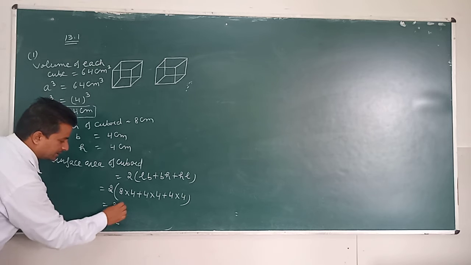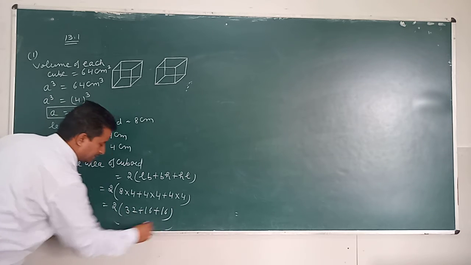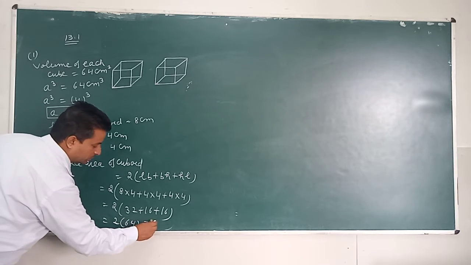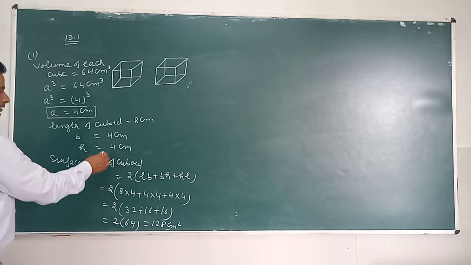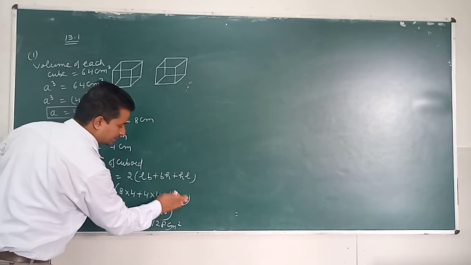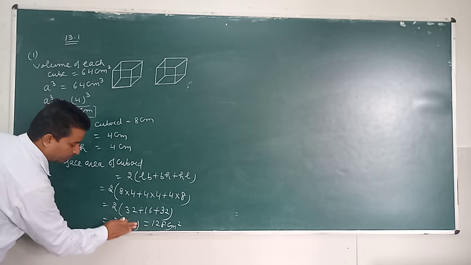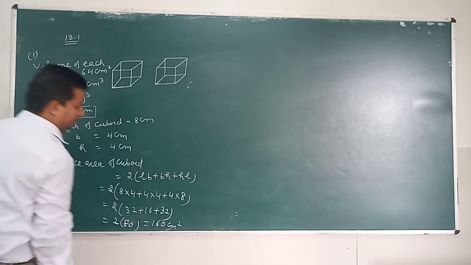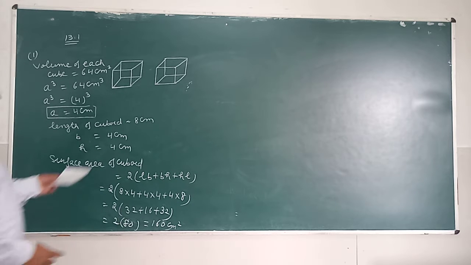This means this is 32 plus 16 plus 16. So 2, this is 64. So 128 centimeter square. There is one mistake. The length is 8. So this is 32, 32, 64. This is 80. So 160 centimeter square is the surface area of the resulting cuboid.